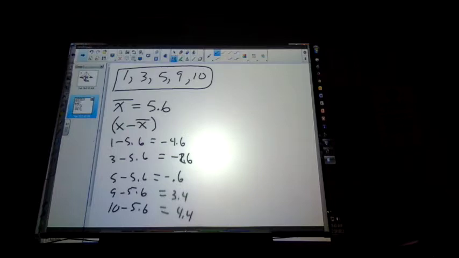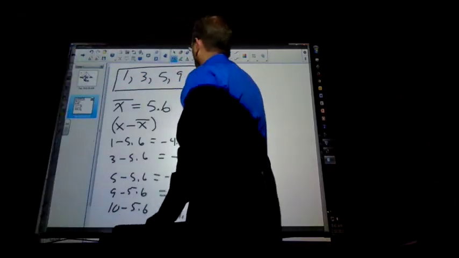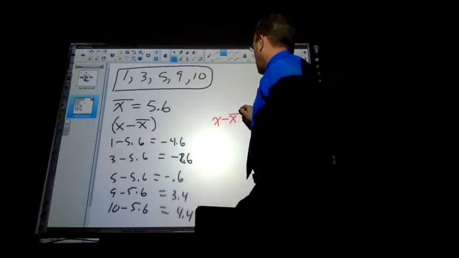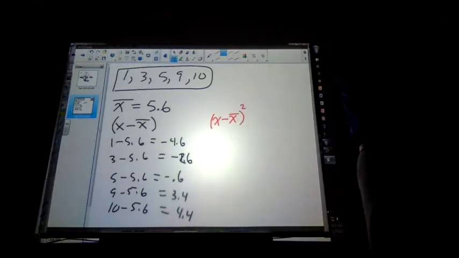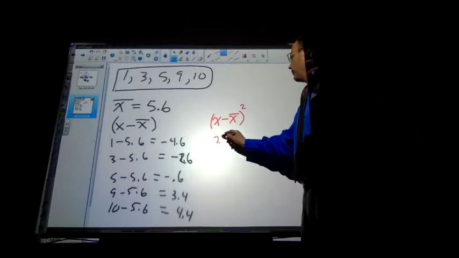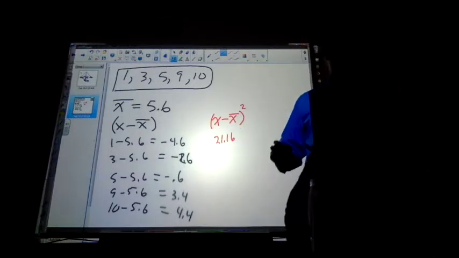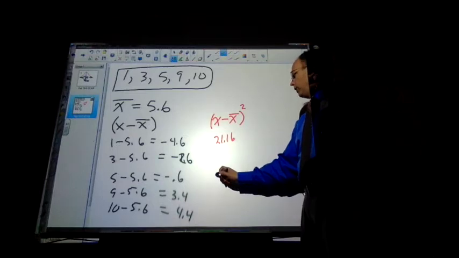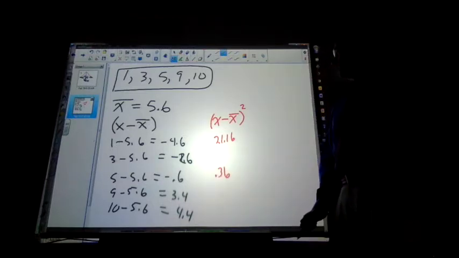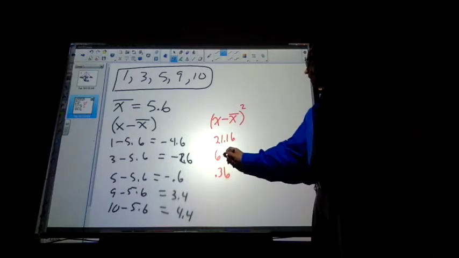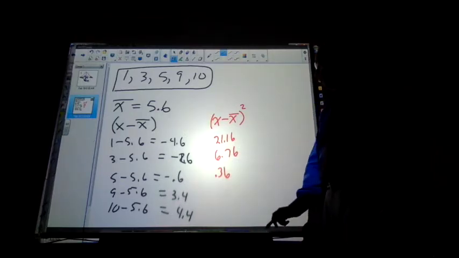Okay. So then, our next thing that we want to do is we want to go, what is x minus x bar quantity squared? What is the squared going to do? If I square a negative number, what happens to it? It becomes positive. Could somebody tell me what 4.6 squared is? And then I also need 2.6, 0.6. 21.16 here? Okay, and what is negative 2.6 squared, or just 2.6 squared? This is 0.36. 6.76. What is 3.4 squared, please?